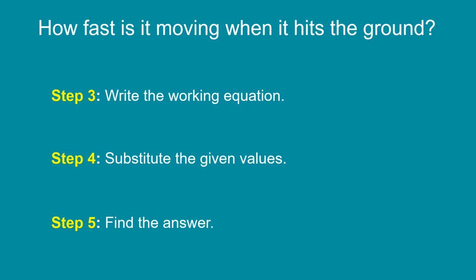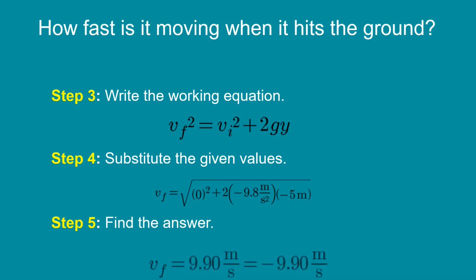Since we are looking for the final velocity, we can use this working equation, since initial velocity, gravity, and height are given. Final velocity squared is equal to initial velocity squared plus 2 times gravity times height. Substitute the given values. Final velocity is equal to the square root of 0 squared plus 2 times negative 9.8 meters per second squared multiplied by negative 5 meters. In doing the working equation, the final answer will be final velocity is equal to 9.90 meters per second or negative 9.90 meters per second.